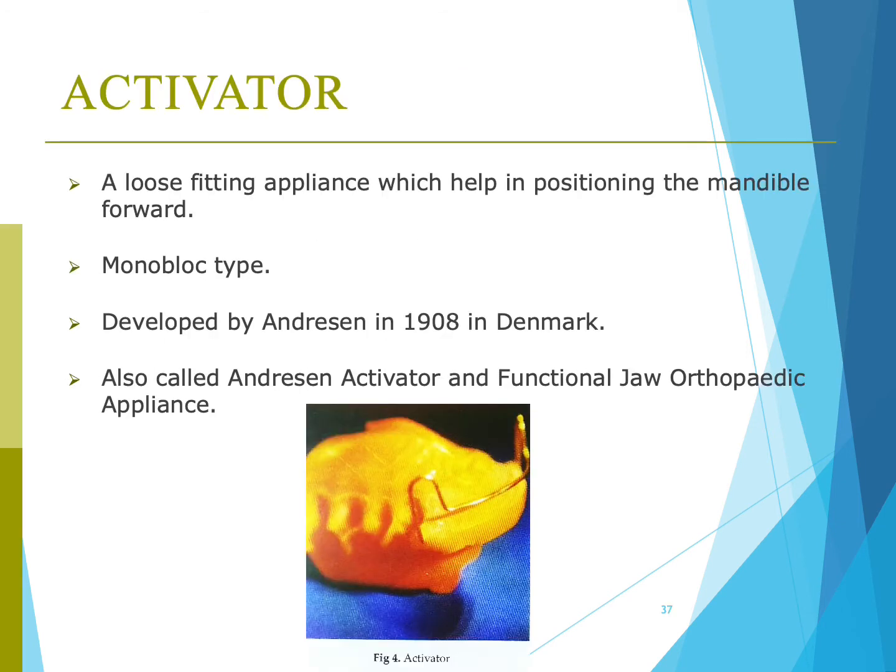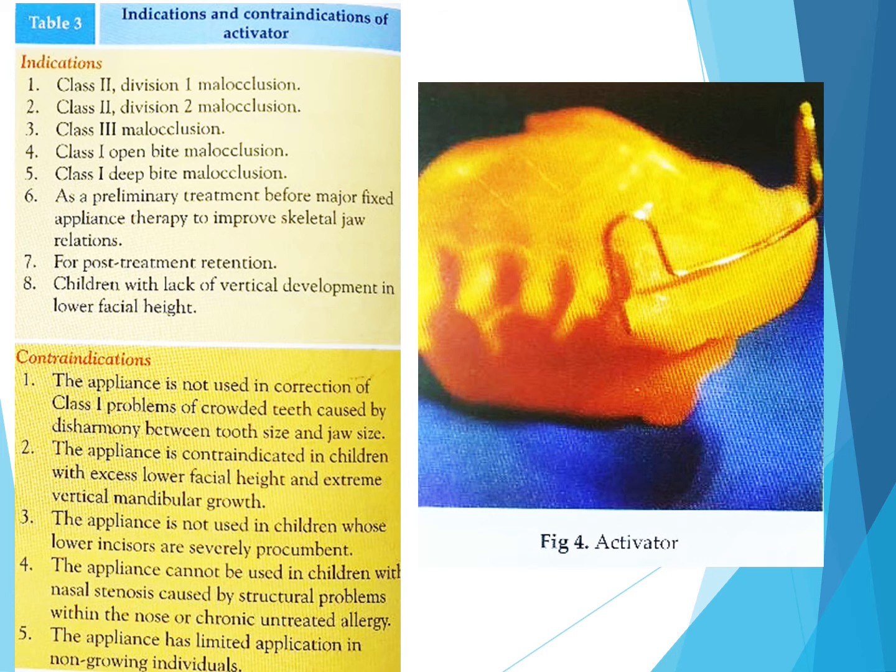Now we will move into the next myofunctional appliance, which is called the activator. The activator is a loose-fitting appliance which helps in positioning the mandible forward. It is a monoblock type. It was developed by Andresen in 1908 in Denmark, and is also called the Andresen activator and functional jaw orthopedic appliance. So now we will look into the indications and contraindications of the activator.